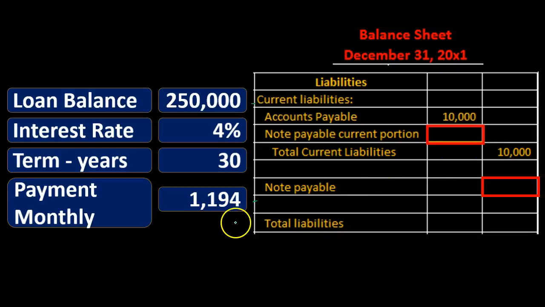So we might think that we should just take this $1,194 times 12. That's what we're going to pay within the year. That should be current. Then the $250,000 minus that number should be long-term. However, that's not the case because this $1,194 includes interest and a reduction in principal. The interest has not yet been incurred. It's not a liability as of this point in time because it hasn't happened yet. It's like paying rent on the money, and the rent doesn't happen until the time period starts. So we just want to break out the principal portion of the $250,000 of these payments.